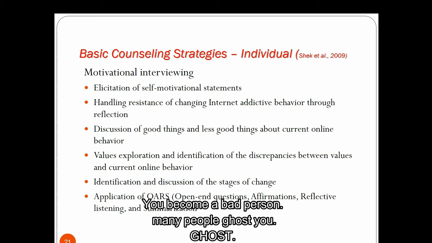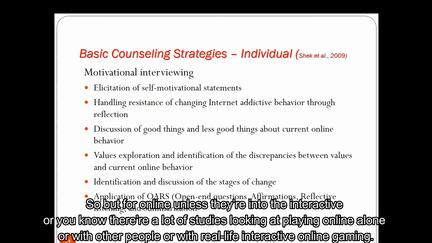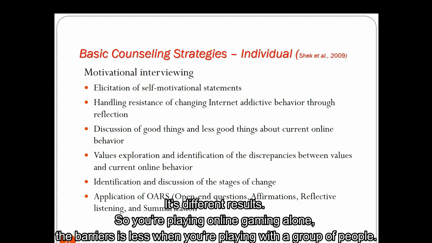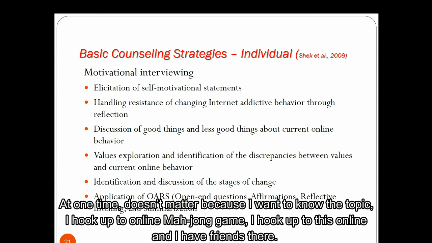Ghost, G-H-O-S-T. But for online gaming, unless they are into the interactive side, there are a lot of studies looking at playing online alone, or with other people, or with real-life interactive online gaming. The results are different. If you're playing online gaming alone, the barriers are less than when you're playing with a group of people. At one time, if you were not there, it doesn't matter. Because I wanted to know the topic, I hooked up to an online mahjong game.